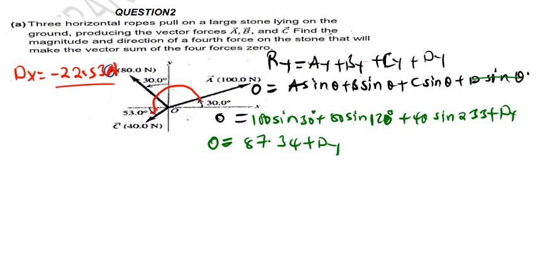Shifting this to the other side, negative 87.34 to be equal to my dy. Those having calculators, please confirm for me. It's correct, sir. It's correct, right? So I'll write here to say dy will be equal to negative 87.34. Perfect.